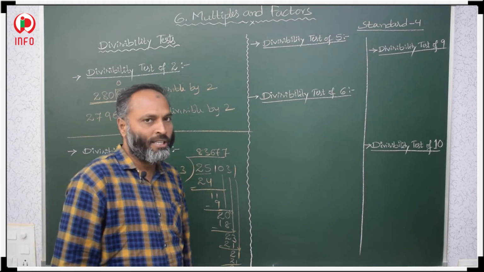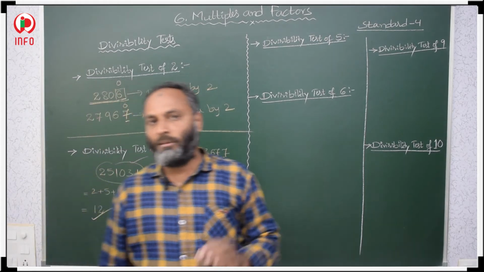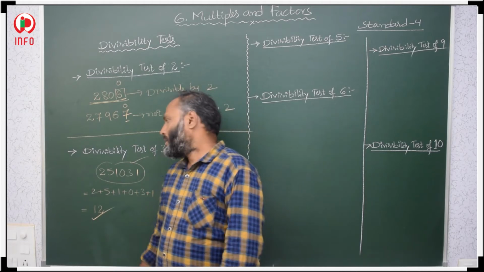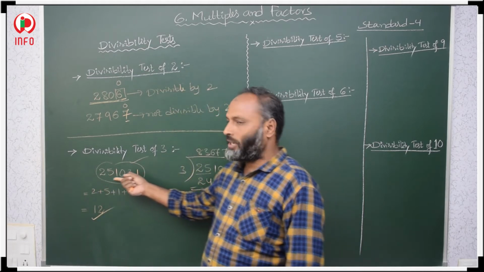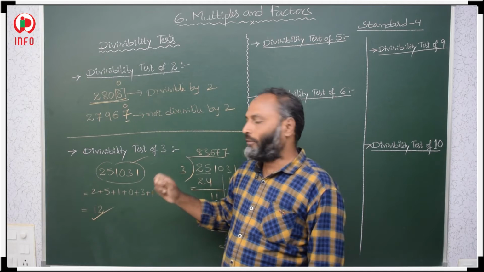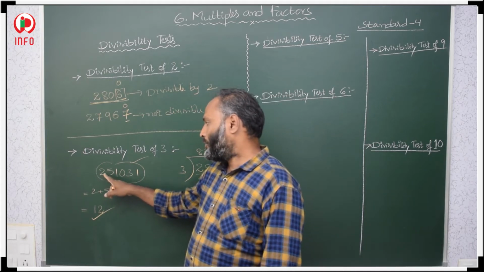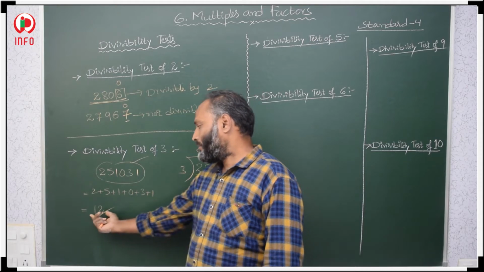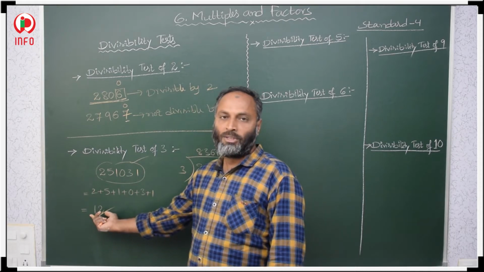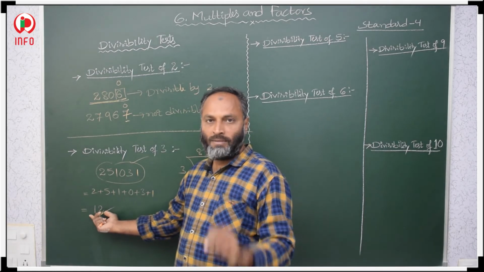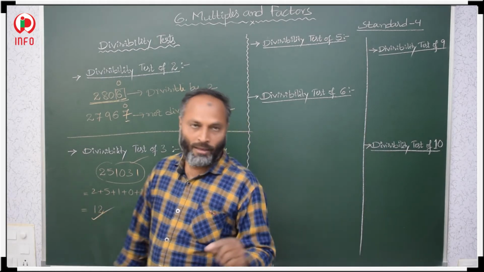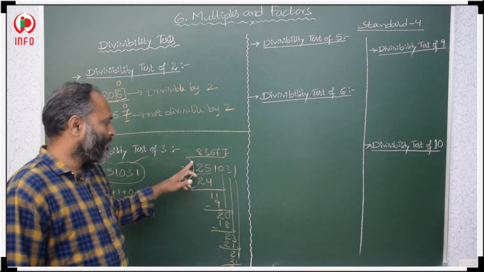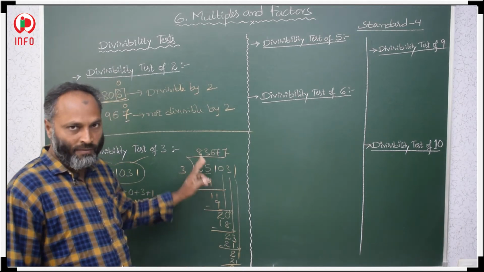So a shortcut is there. How to check whether the given number is divisible by 3 or not? Whatever number is given, in that number we have to add all the digits: 2 plus 5 plus 1 plus 0 plus 3 plus 1. What is the sum? Here we will get sum 12. If the sum is divisible by 3, then the number is also divisible by 3.